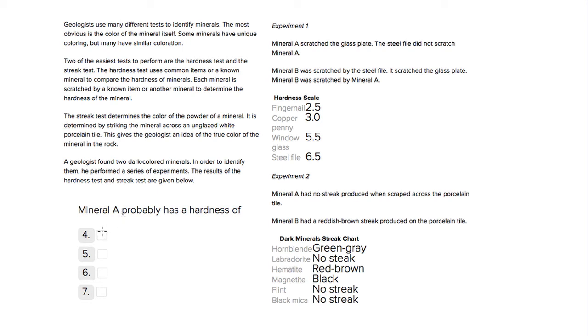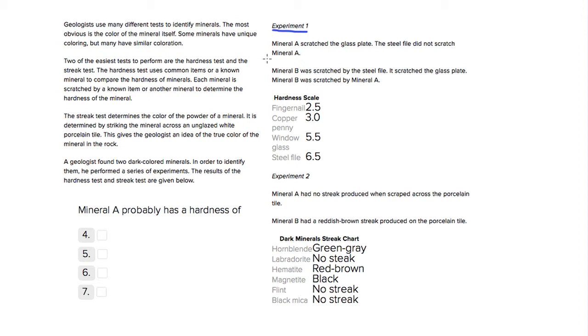This is Sophie Heller, and this is an ACT science question. The question is asking us to determine the hardness of mineral A. So that's talked about in experiment one, where you have scientists scratching minerals with different substances to see their hardness. So let's look at the results for mineral A.